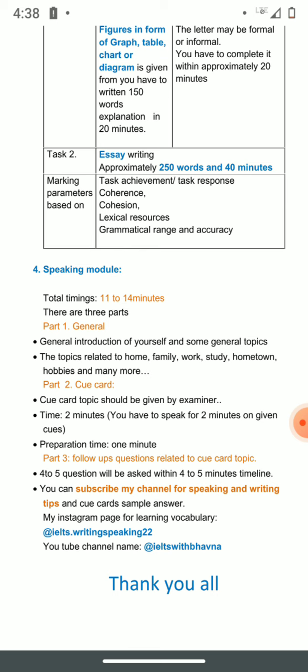The second part is the cue card. The cue card topic will be given by the examiner. You have 1 minute of time to prepare it, and you have to speak for 2 minutes on the given cue card. So the given cues must be included in your talk. Preparation time is 1 minute. And part 3 is follow-up questions related to the cue card topic. Here 4 to 5 questions will be asked, within a 4 to 5 minute timeline.